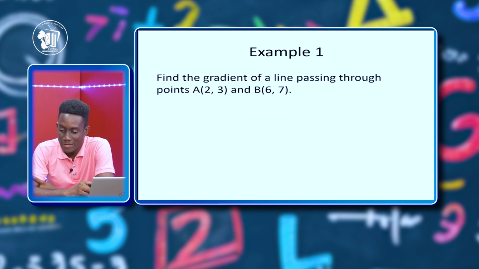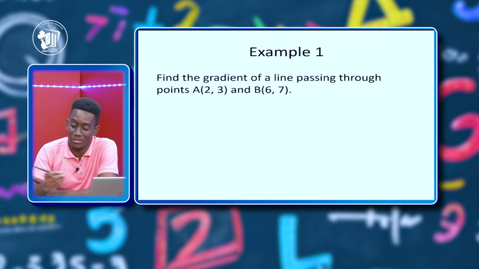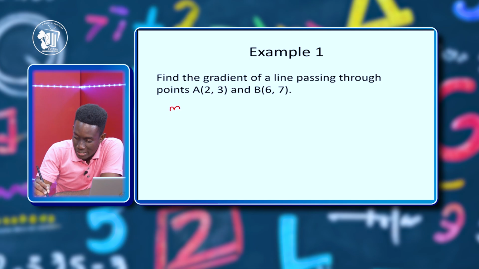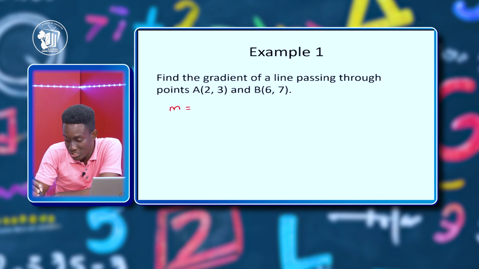The example says, find the gradient of a line passing through points A, which is 2, 3, and B, which is 6, 7. First of all, we need to put down the formula. The letter that we use for gradient is small m. So the gradient is equal to the change in y over the change in x. The change in y would be y2 subtract y1, all divided by x2 subtract x1.